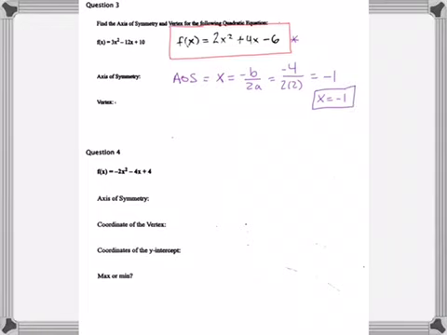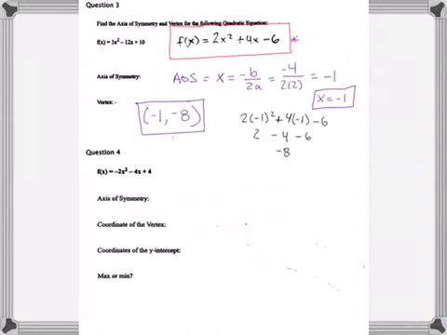This is also the x value of your vertex, so we know we've got a negative 1 to start with. To find the y value, we plug this back into the equation. So we're looking at 2 times negative 1 squared plus 4 times negative 1 minus 6. Negative 1 squared is 1, so we've got 2 minus 4 minus 6. Well, that gives us negative 8. So the y value of our vertex is negative 8. So that's our vertex coordinates.